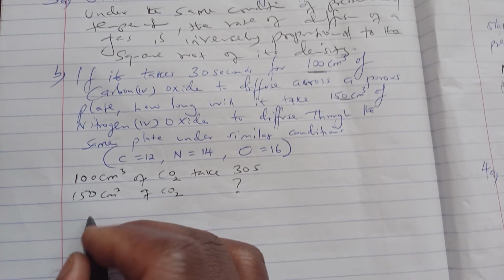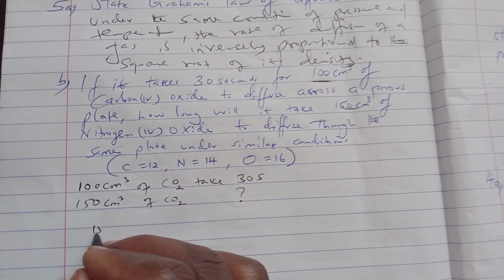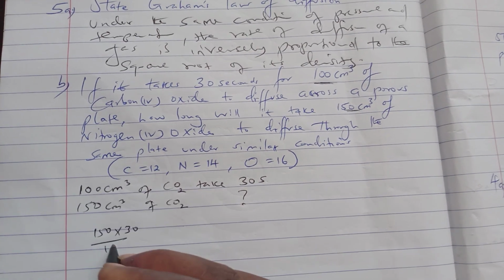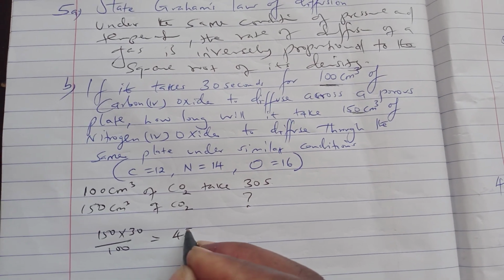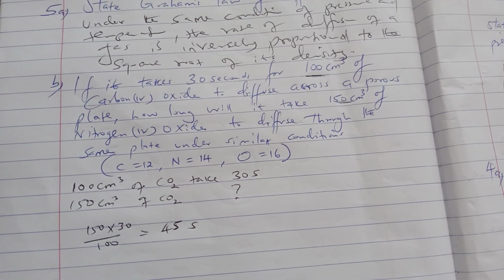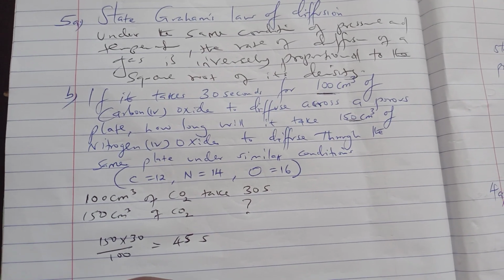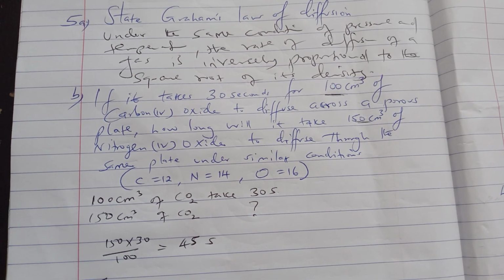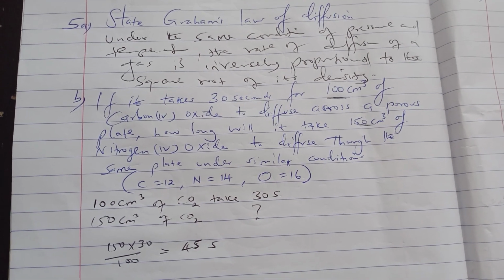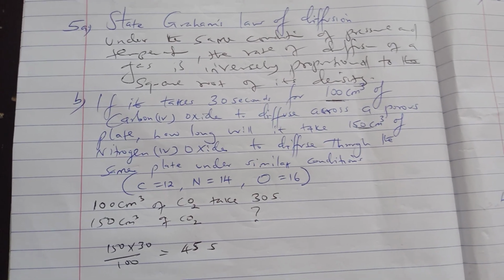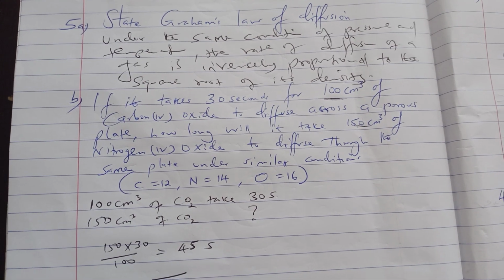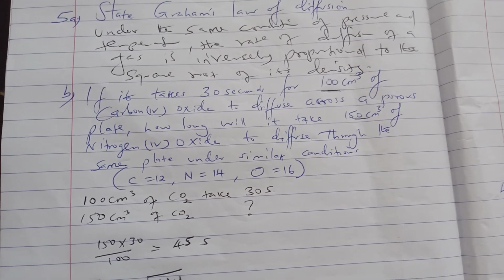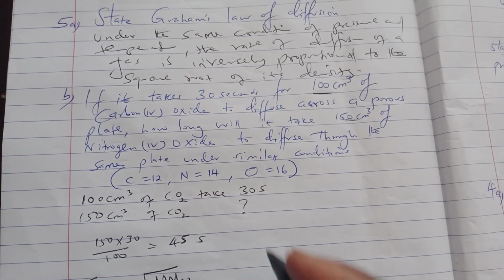So you just cross multiply, and if you cross multiply, you have 150 times 30 over 100, you will get, it is what? 45 seconds. Now once you have that, you come here. The formula now is time and molecular mass. Time of carbon dioxide over time of nitrogen dioxide equals the square root of the molecular mass of carbon dioxide over molecular mass of nitrogen dioxide.